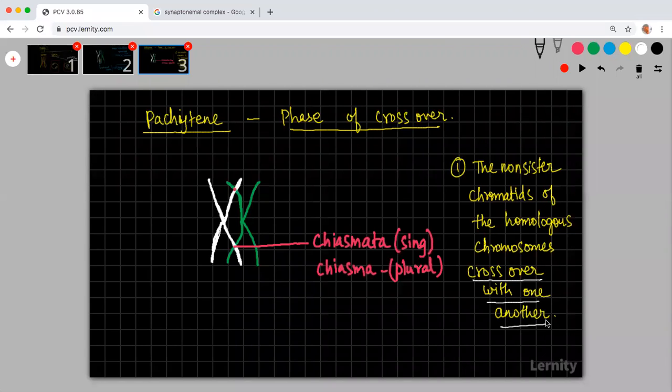Yeah, zygote is diploid, sperm and ova are haploid. Okay, crossing over happens. And the second important point, the enzyme recombinase is responsible for crossing over.